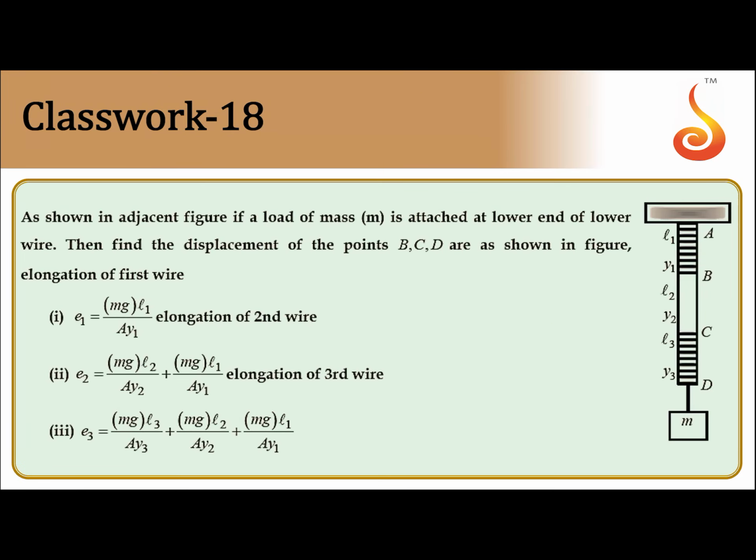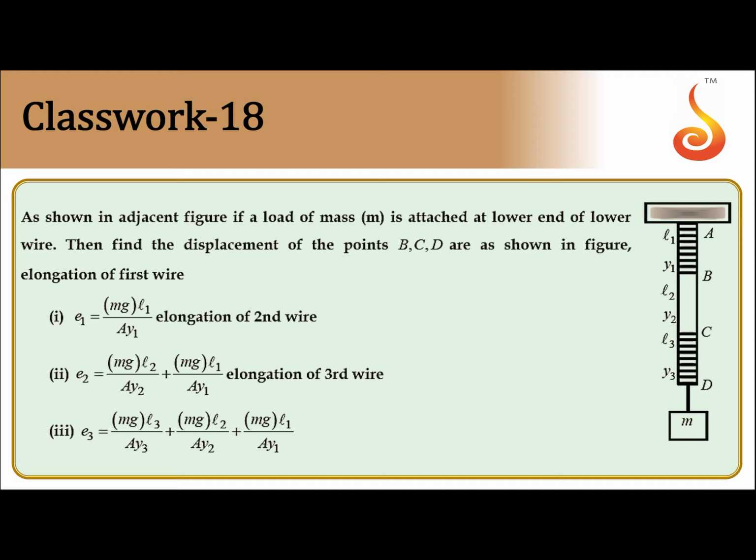Next one. As shown in the adjacent figure, if a load of mass m is attached to the lower end of the lower wire, find the displacement of the points B, C, D. Right? Now let us assume that each rod is light.